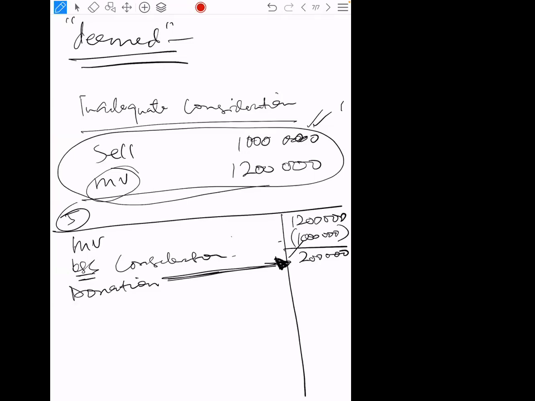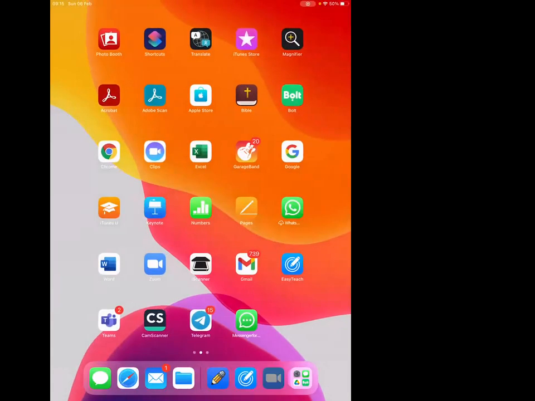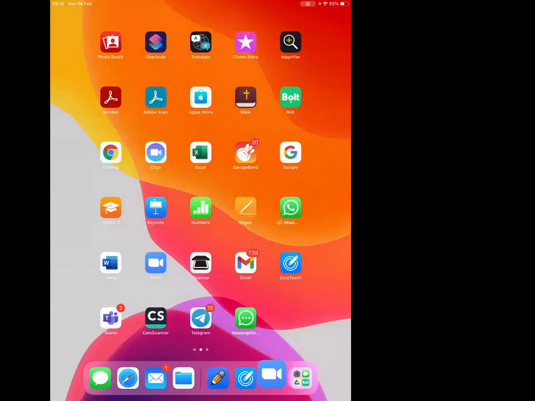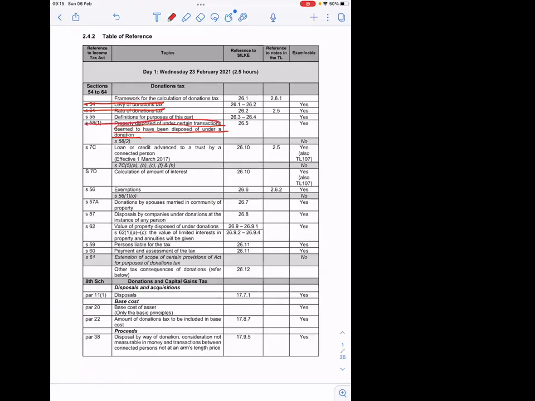Don't worry about 2. It is not in the syllabus. Right. So watch out for this one in the exam. Be able to deal with it. Right. So that one is done.